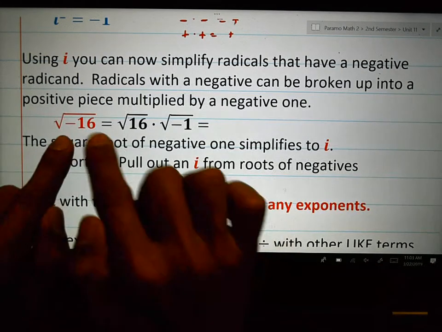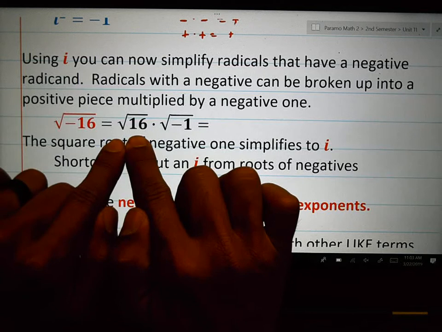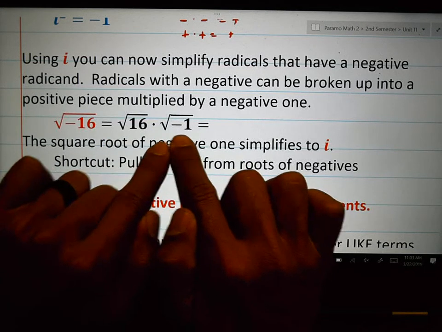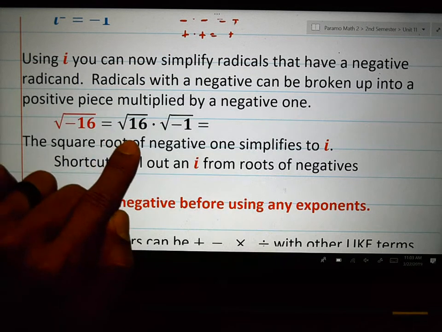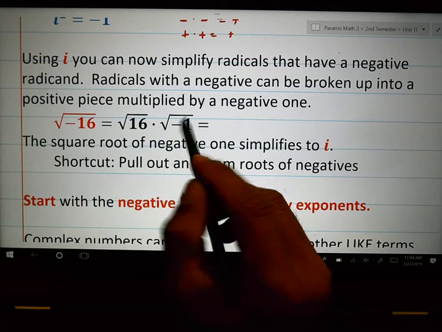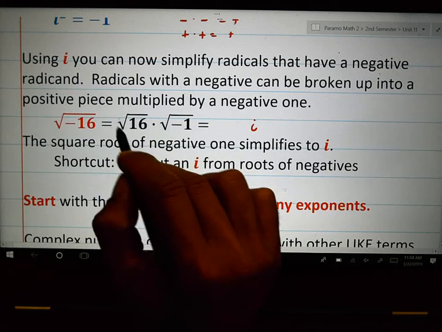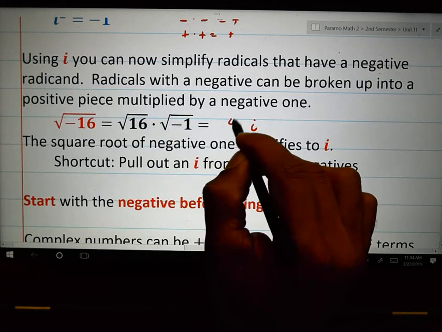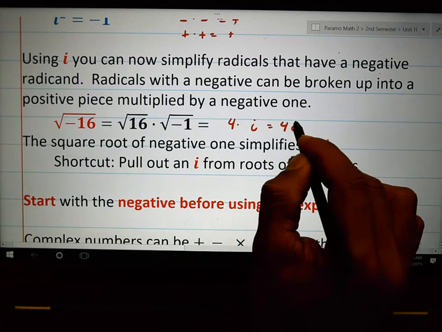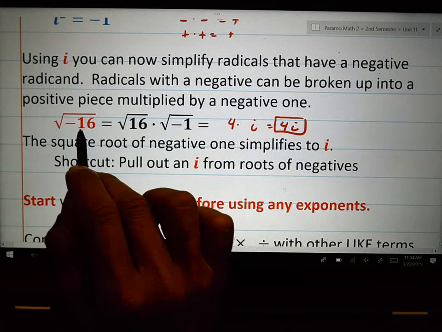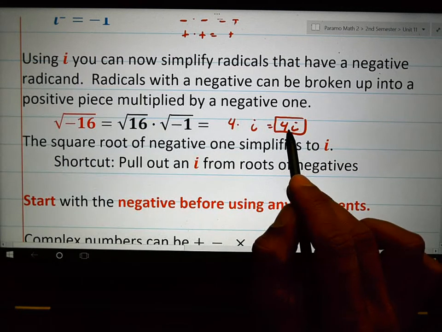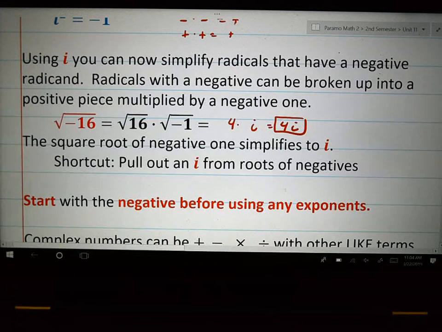What we're going to do is turn this into the square root of 16 times the square root of negative 1. That will be the same thing as that. And we can simplify this. This is the same thing as i. And I know what the square root of 16 is. It's 4. So our answer for something like this is going to be 4i. That's it. i is just going to represent the square root of negative 1, and it's going to be a part of our answer.